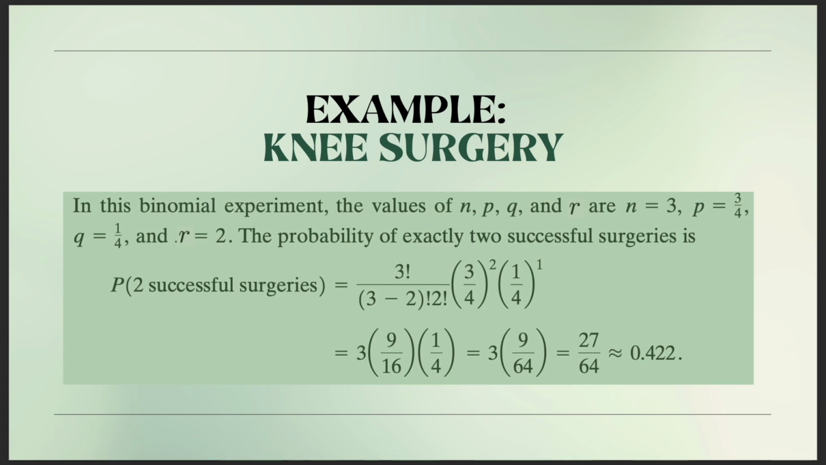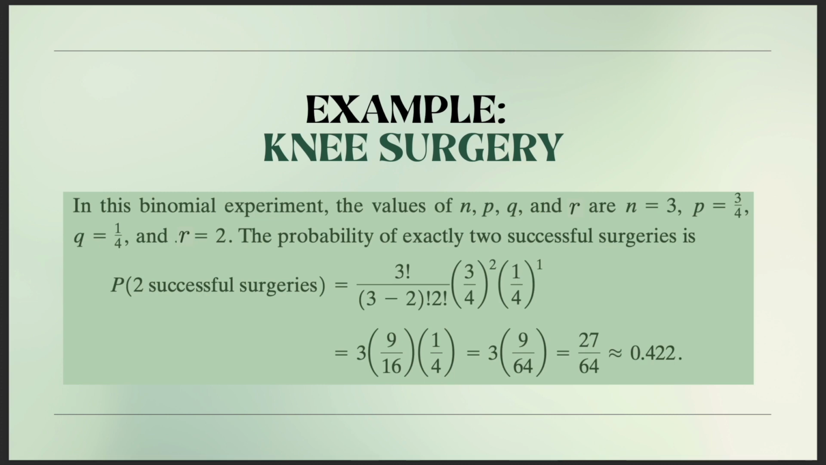N is 3 because somebody is performing the surgery 3 times. P, the probability of success, is 3/4 or 75%, making Q, the probability of failure, 1/4 or 25%. And R, the number of successful surgeries, we want to calculate the probability of 2 successful surgeries, so R is 2.